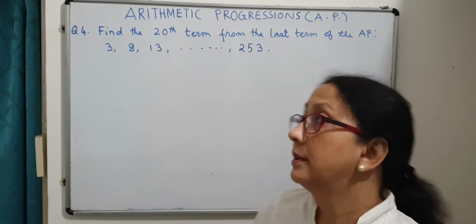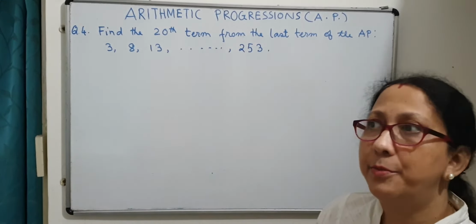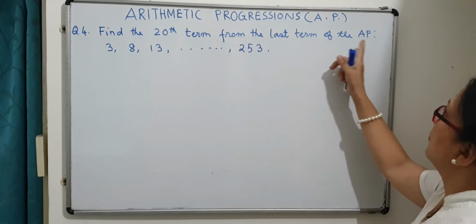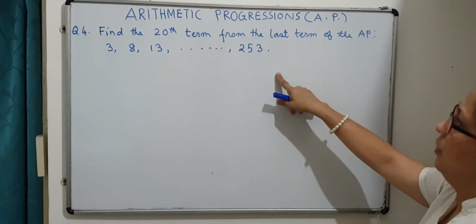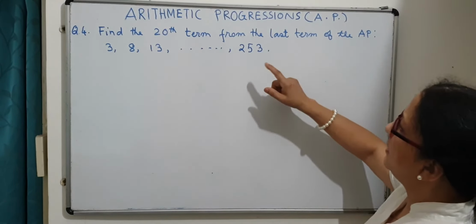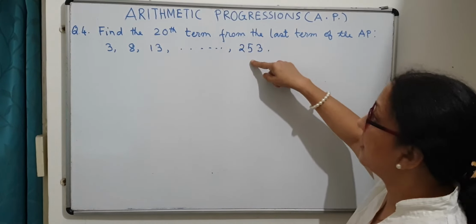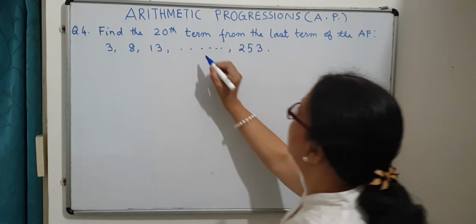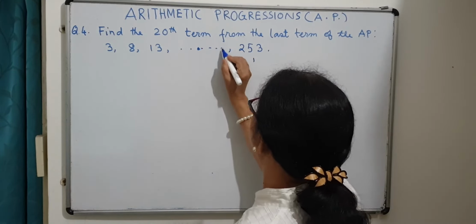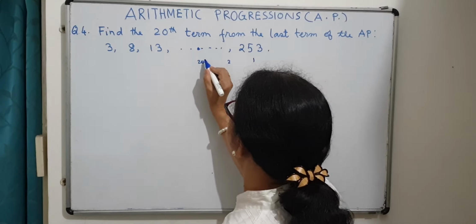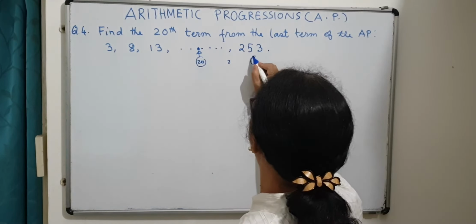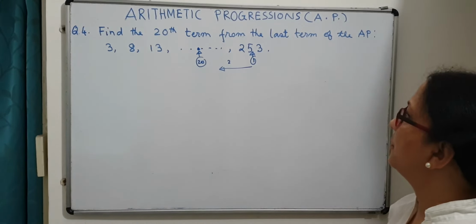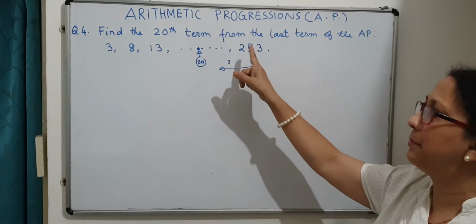So the next question is again a totally different type of question. Find the 20th term from the last term of the AP. This is the AP given. So that means you have to find the 20th term from the last. That is, this will be your first term, then second, and in this way you have to reach somewhere here. Then this will be 2, and in this way this is your 20th term. If this is the first term, you have to move in this way. That is the question: find the 20th term from the last term of the AP.